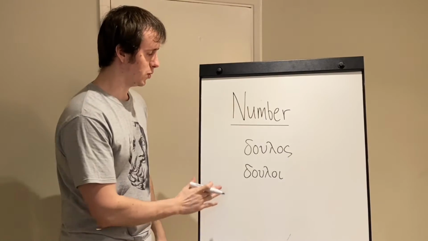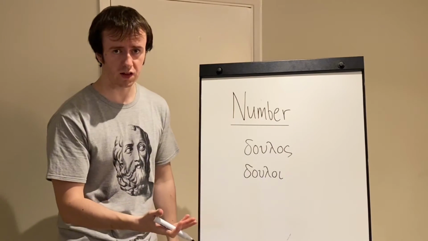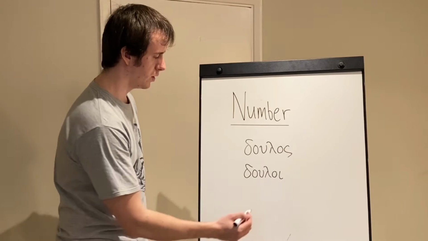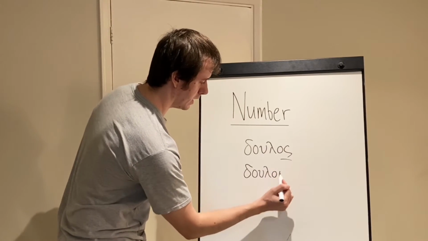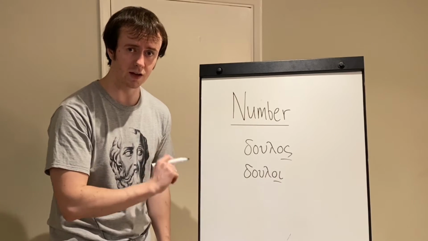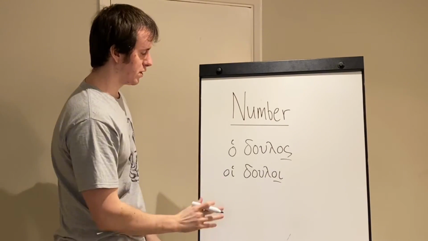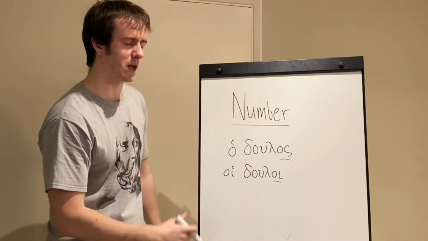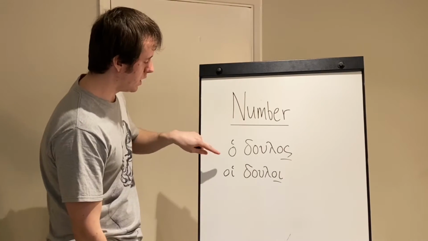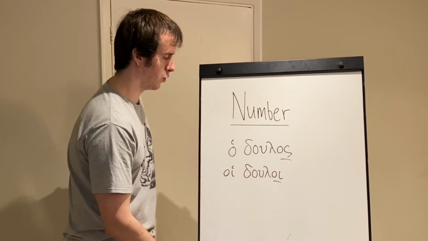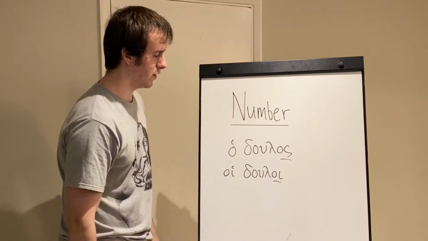So for example, the noun doulos means one slave, but the noun douloi means slaves. You can see that the ending has changed. But once again, we're not learning how nouns change their endings today because we have the definite article. So ho doulos would be the slave and hoi douloi would be the slaves.